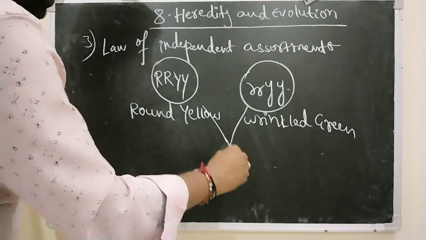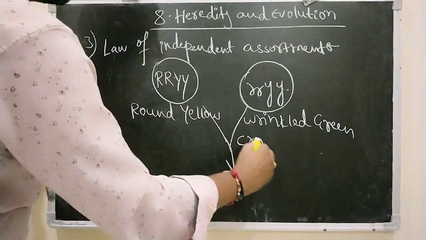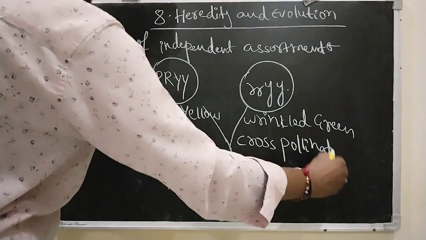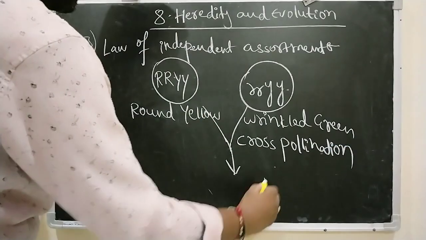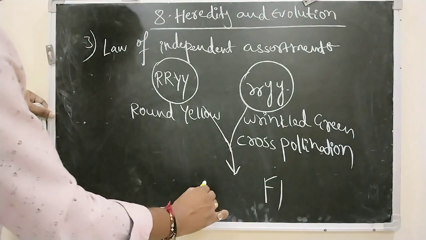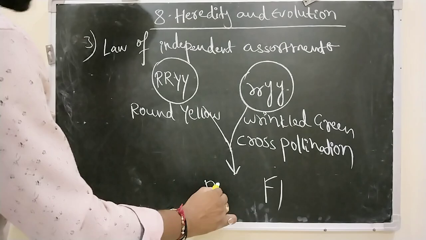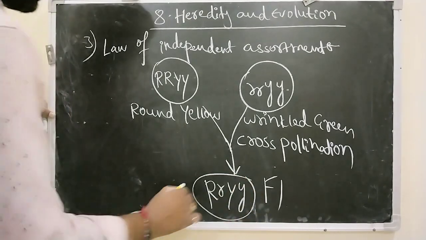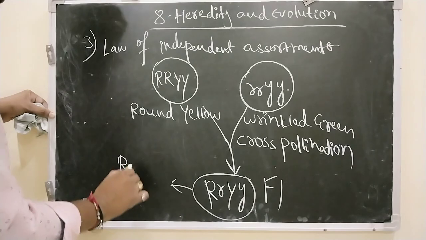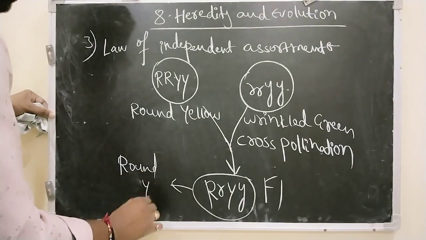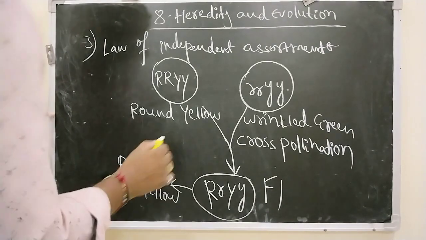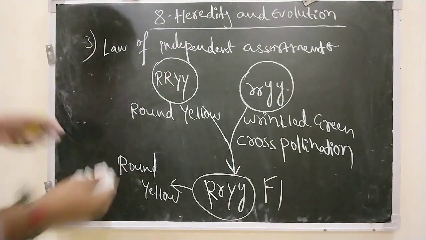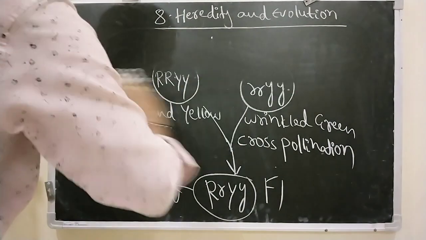Mendel cross-pollinated these two plants. On cross-pollination, he obtained a generation which is the F1 generation. So it is capital R, small r, capital Y, small y. So the F1 generation is completely round yellow. Okay, right. Now we will go for the next, the F2 generation.